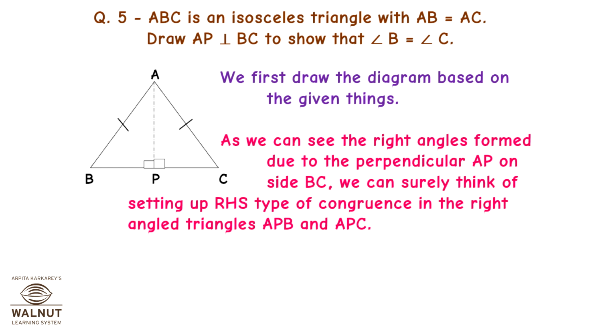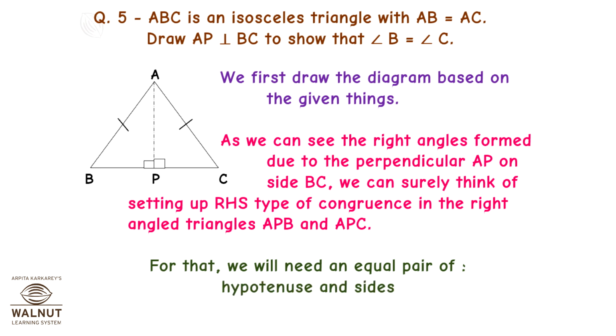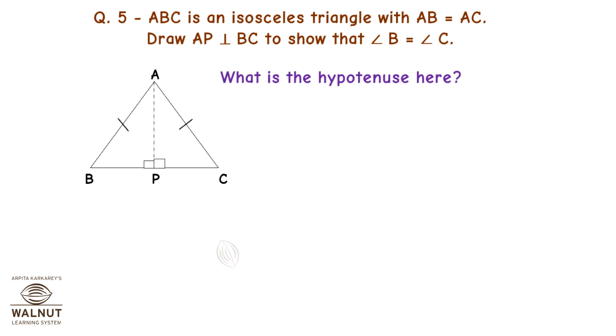As you can see, the right angles formed due to the perpendicular AP on side BC, we can surely think of setting up RHS type of congruence in the right-angled triangles APB and APC. For that, we will need an equal pair of hypotenuse and sides. What is the hypotenuse here? It is AB for triangle APB and AC for triangle APC.